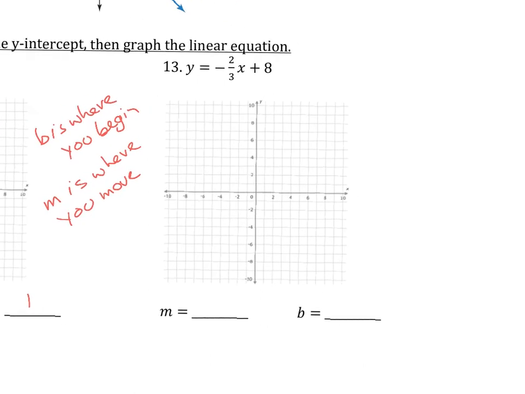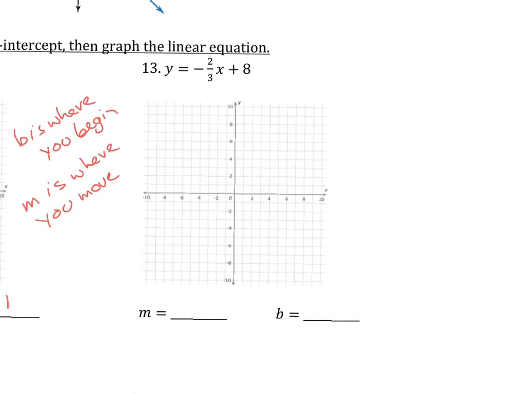Let's look at lucky number 13. Remember, the number next to x is my slope, so negative 2 over 3. And the number all by itself is my b, that's 8. So b is where you begin. So I'm going to start on my y-axis at 8. And m is where you move.